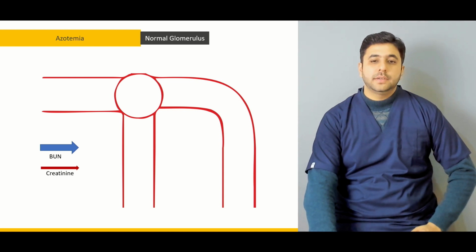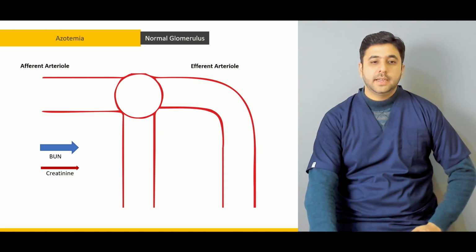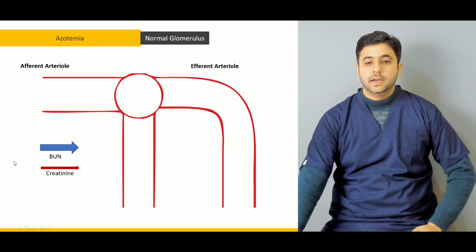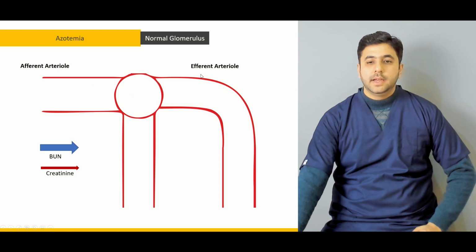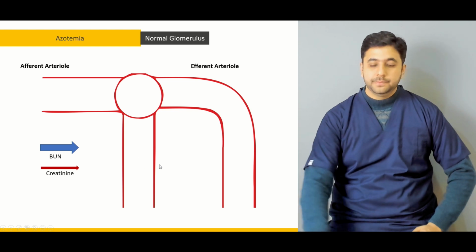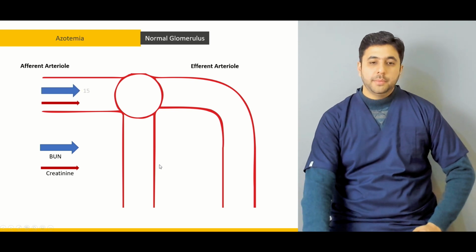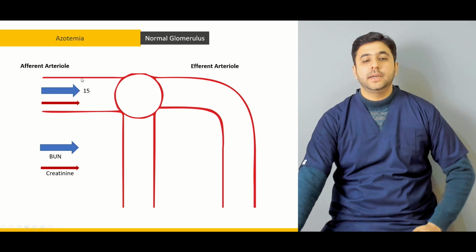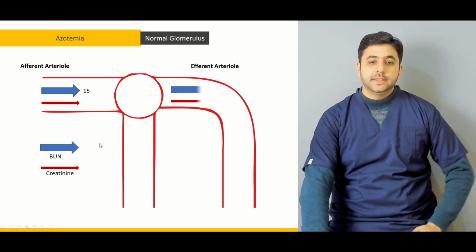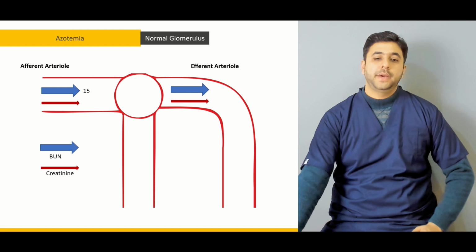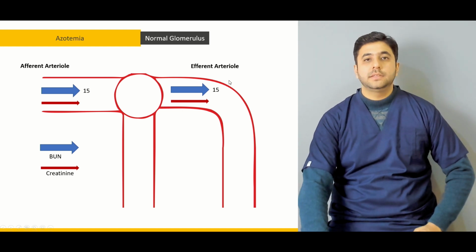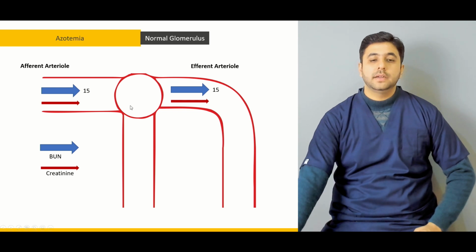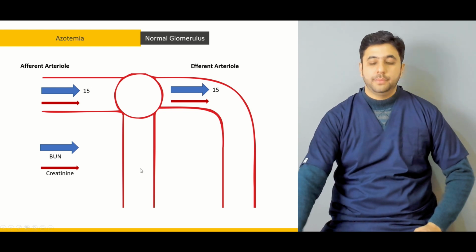So in a normal person with a normal glomerulus, this is an afferent arteriole. This circle here signifies the kidney, or you can say the glomerulus. And this is the efferent arteriole leading into the peritubular capillary network. Here we have a tubule. In a normal person, the BUN to creatinine ratio is generally 15. When the blood passes through the glomerulus and the filtration is done, in the efferent arteriole the concentration remains the same, because both of these substances are freely filtered through the glomerulus.